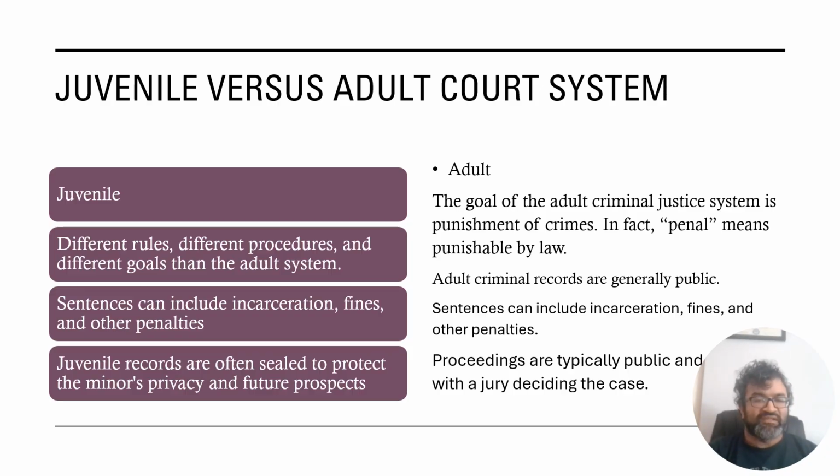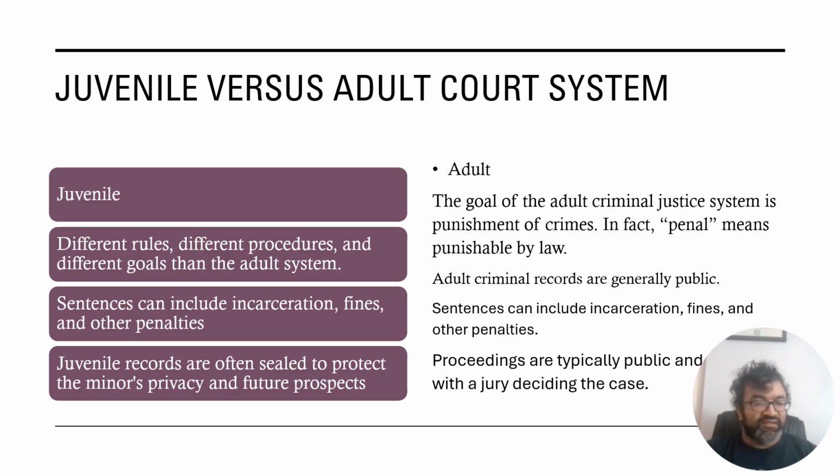All right. So the adult versus juvenile court system. The previous slide was looking at the policing. Now we're looking at the adult court system, how that's different. So this time I have juveniles at first and then adults, so that this is how the slide is presented. So juvenile, different procedures, different rules, different goals than the adult system. Of course, sentences can include incarceration, fines, and other penalties.